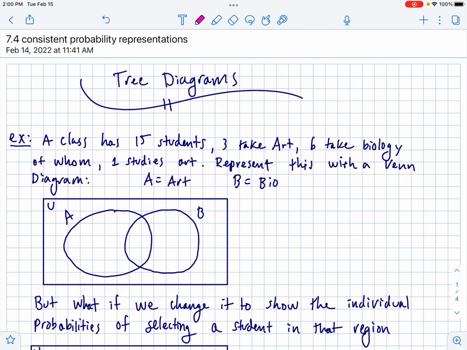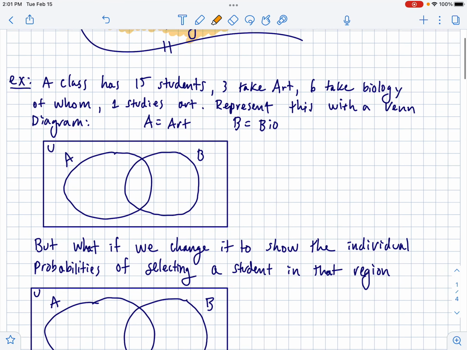All right, IB AI SL2. Today we're going to look at a couple of examples of probability, but we're going to look at a slightly different sample space called a tree diagram. Tree diagrams can be extremely useful for certain styles of problems, or for a lot of probability problems.